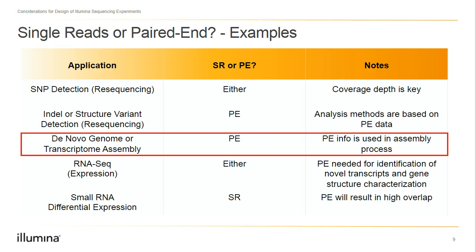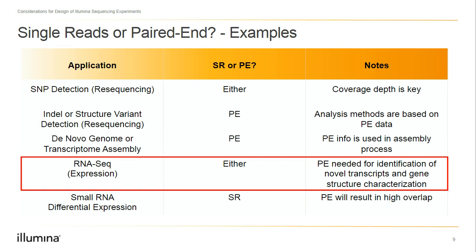Moving on to RNA Seq or expression analysis, we can use either paired end or single reads. Older algorithms may not support paired end reads. However, if you're looking to detect fusions, paired end reads are required. Paired end reads can also be useful when looking at novel transcripts and investigating exon-exon boundaries. Once again, here is an example of where the software selection in the application is really important in our planning.